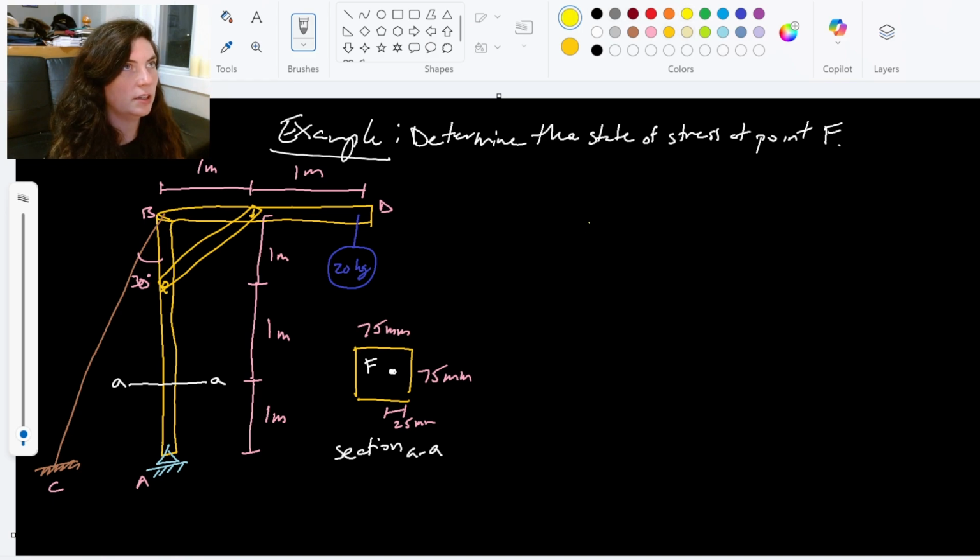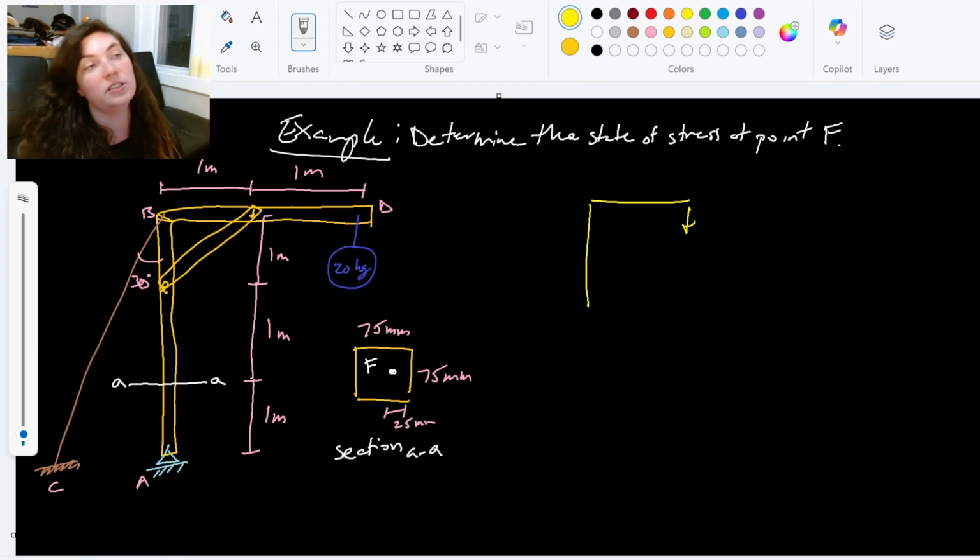Give myself a quick and dirty free body diagram. Here we have the 20 kilogram mass, and that is a mass, so I need to get that into a force. And it's in kilograms, so I'm going to multiply by gravity 9.8. So 20 times 9.81 is 196.2. So I might go ahead and just put that in here.